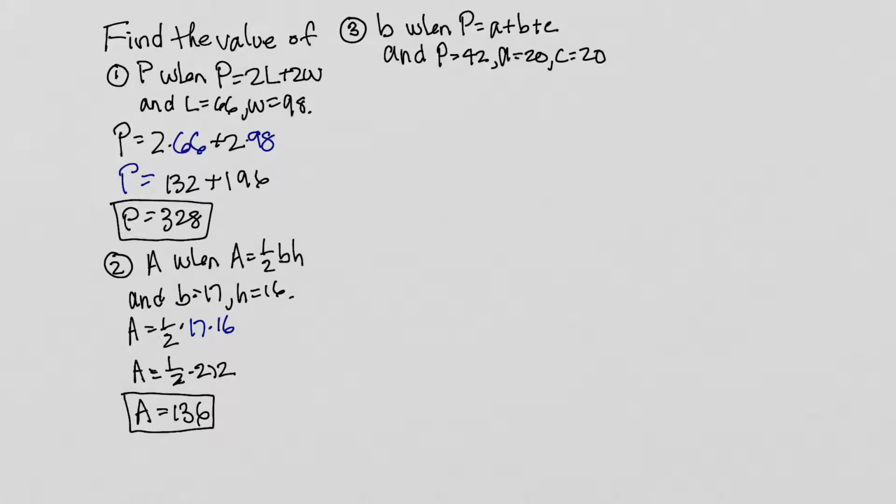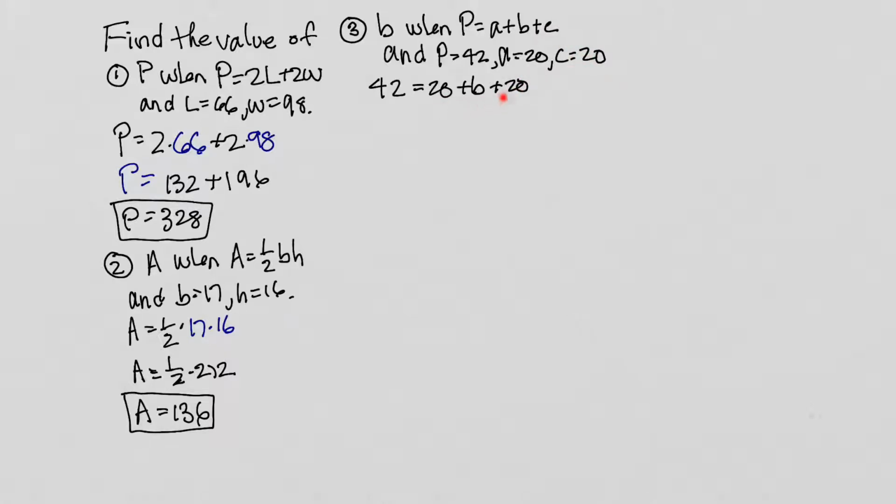So we're going to get here that we get 42 in place of P, equals A, which is 20, plus B plus C, which is 20, right? So all I've done here is this. I put in the 42 for P, right? So P is the 42. I put a 20 in for A, right? A is 20, so I put that in for A. B we don't know, we're going to try to get that. And then C, well that's given to be 20, so I put that in for C.